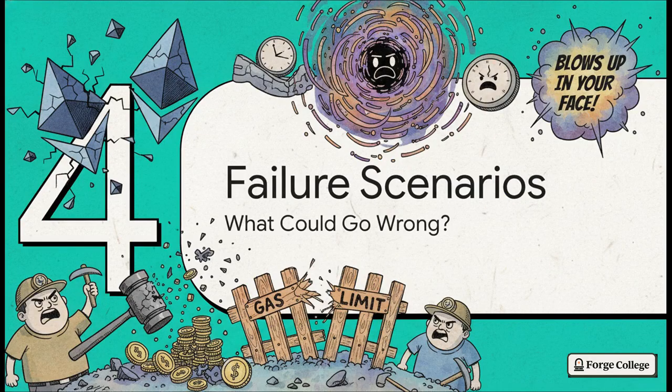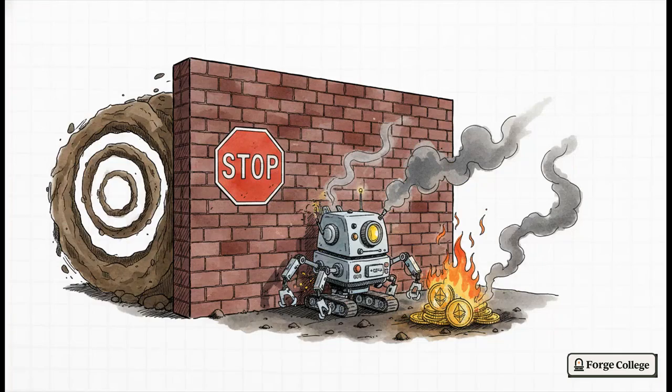Section 4. Transaction failure scenarios. What could go wrong? So, what actually happens when these levers are set wrong?